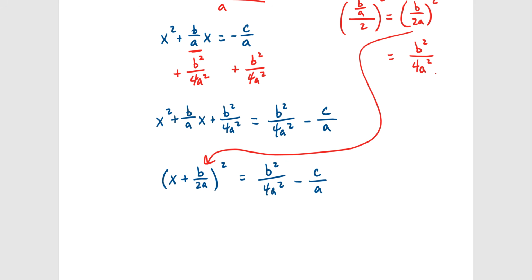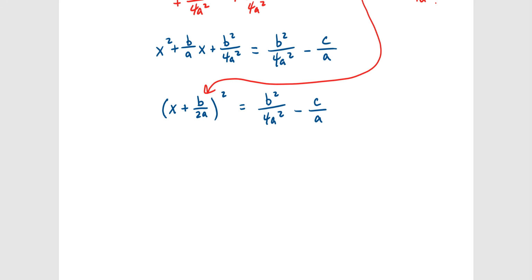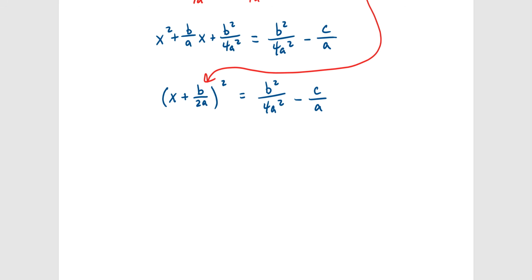Okay, so once we have this, we're getting close to being done here. We just have to solve it for x. When we solve it for x, that will result in the quadratic formula. So we have to square root both sides. We're going to get x plus b over 2a on the left, since the square root cancels with the squared. On the right, we get plus or minus the square root of b squared over 4a squared minus c over a.